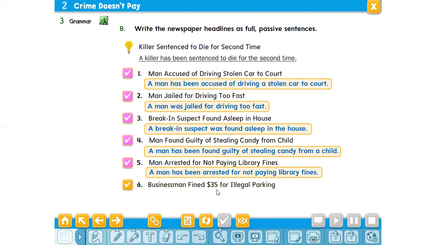Businessman fined $35 for illegal parking. Where is the verb? Fined. Excellent. Some businessmen have been fined $35 for parking illegally.